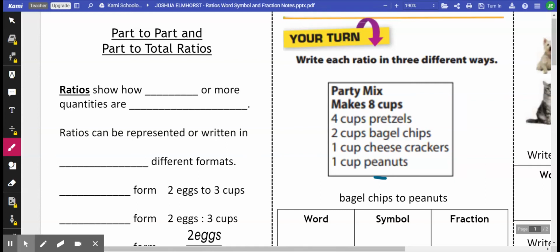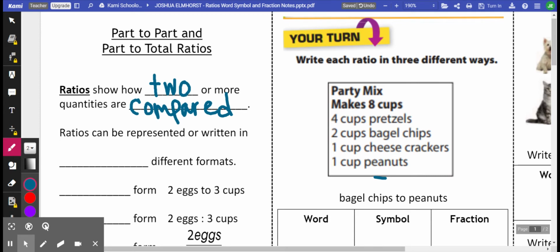So today we're going to look at ratios as far as part to part and part to total ratios and their comparisons. Ratios show how two or more quantities are compared. Now, those ratios can be written in three different formats as far as the comparison.